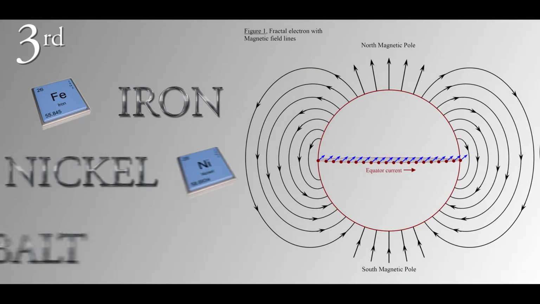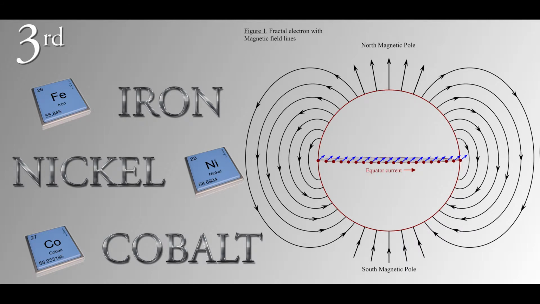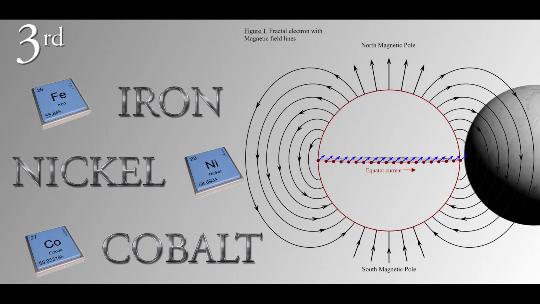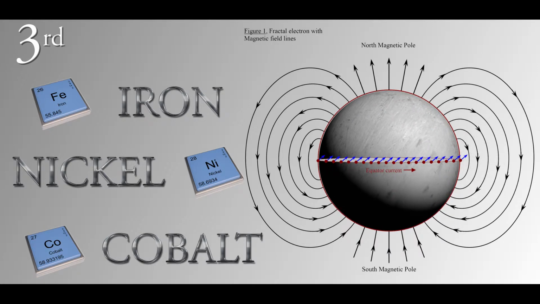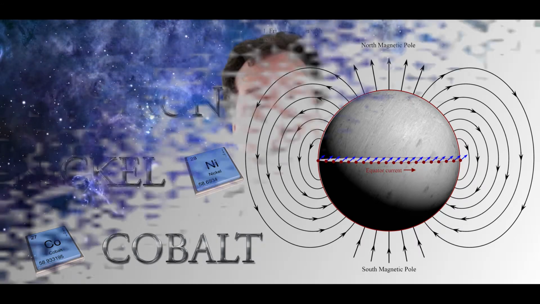Third, iron, nickel, and cobalt are all stable thermonuclear endpoints. Fusion of lighter elements stops releasing energy at iron, nickel, and cobalt. When cool enough, iron, nickel, and cobalt are all ferromagnetic. A negatively charged, planet-sized, magnetized cannonball is a good candidate for a cosmic scale electron.